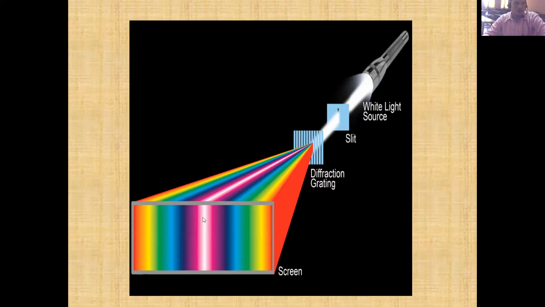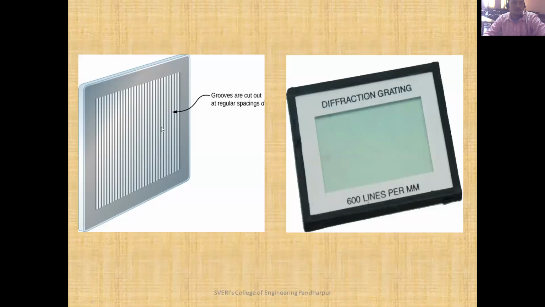And on both sides, that is LHS and RHS, we are getting the spectrum. If we observe in a straight line, then you get the white slit as it is. But if you move your spectrometer to LHS or RHS, then you can get the pattern. You know that pattern, seven colors, VIBGYOR, from violet to red. We have to discuss in detail what is meant by this diffraction grating.